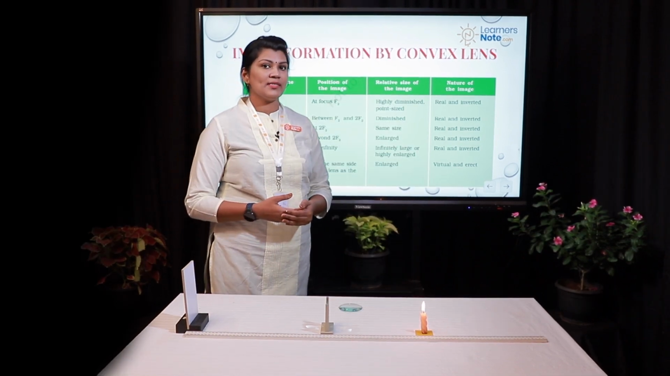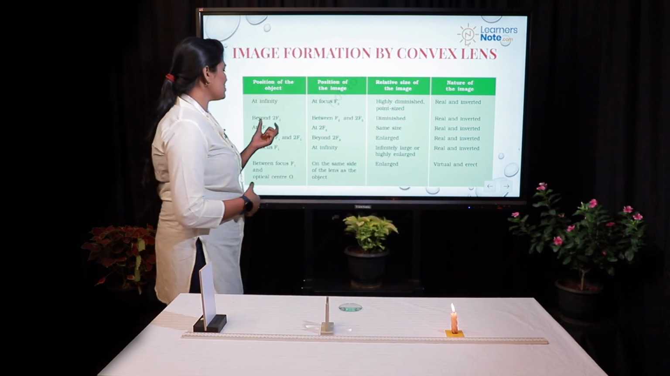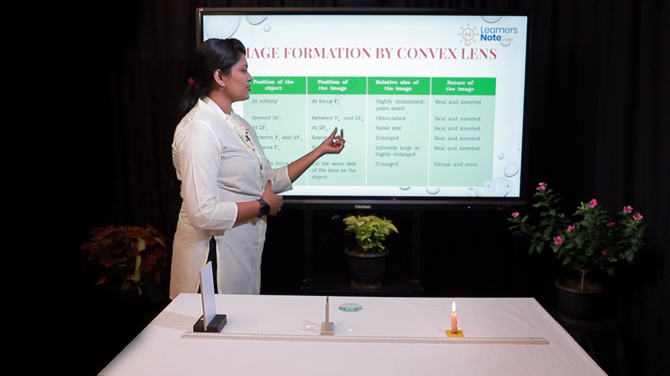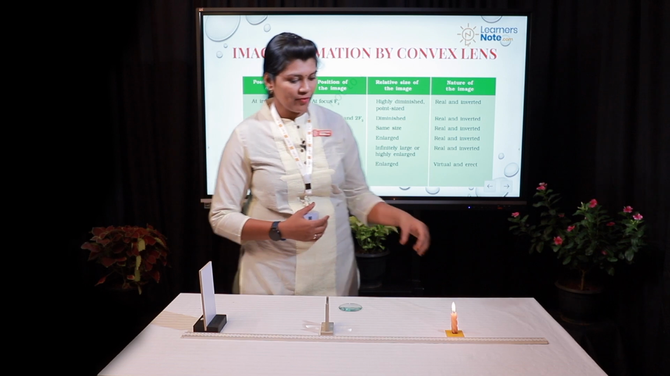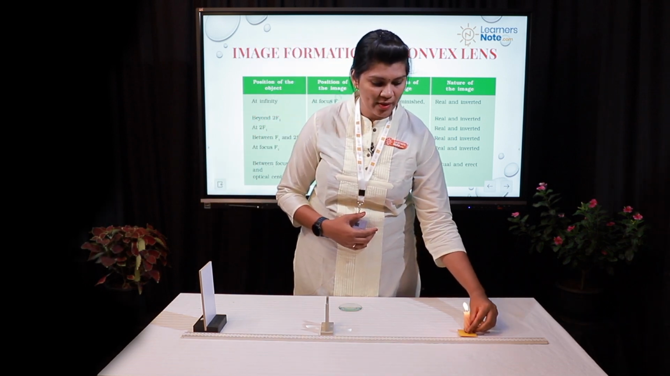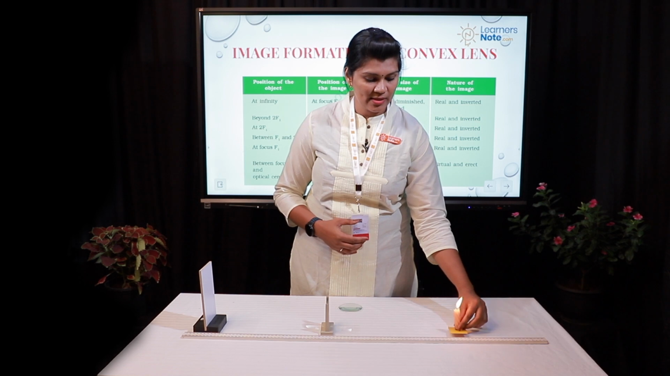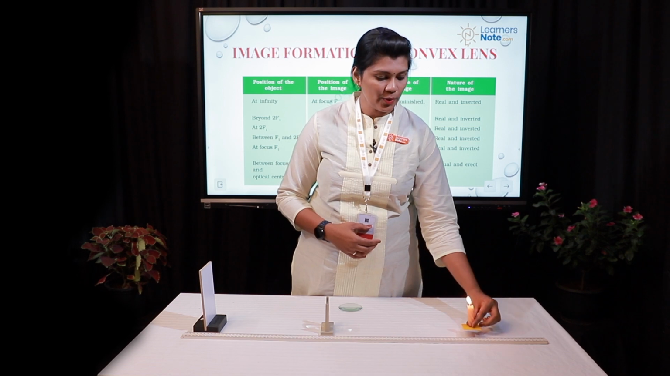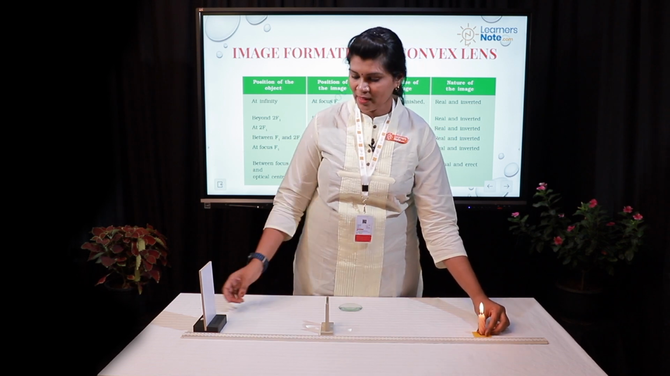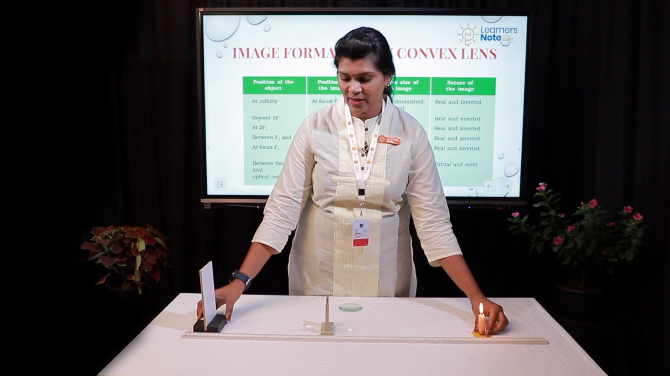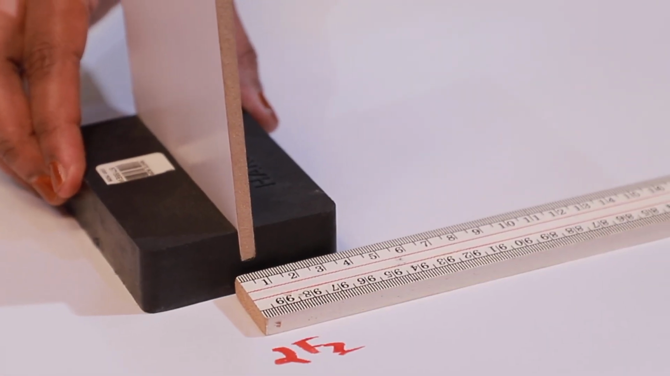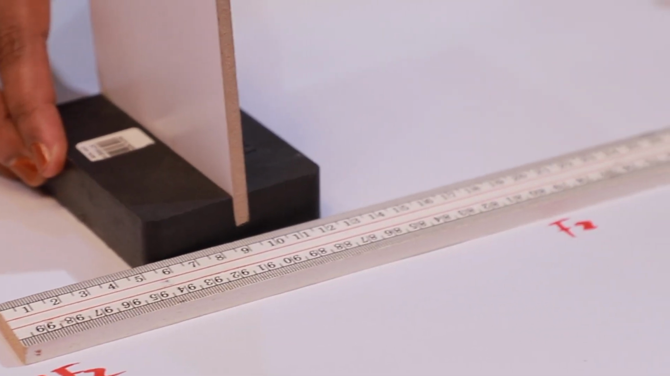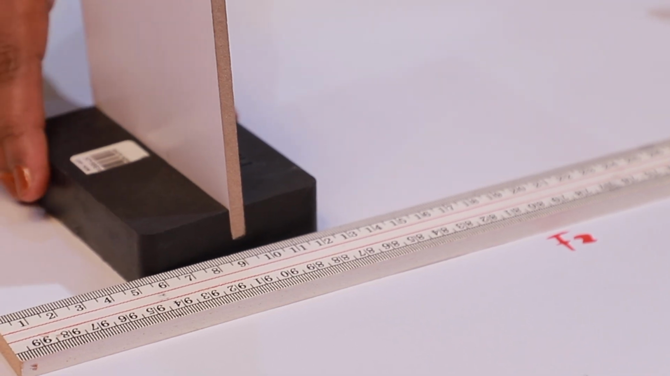Let's discuss the other cases. If we place the object beyond 2f1, the image will be formed between f2 and 2f2, and we can see that the image formed is diminished, real and inverted.